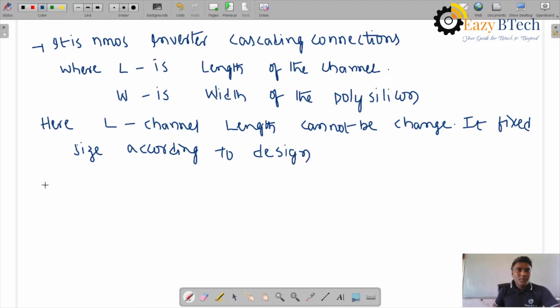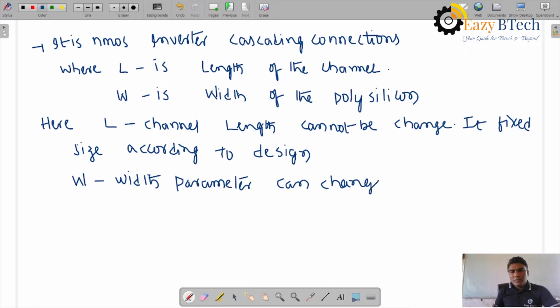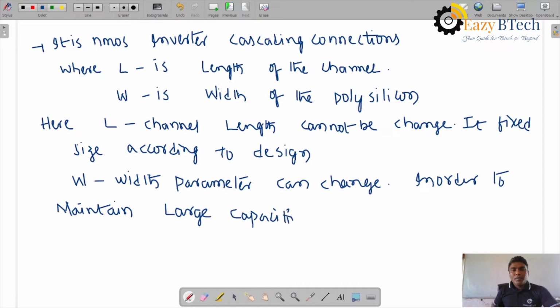Right? So width can be changed. So the width of the polysilicon, W, the width parameter, can change in order to maintain large capacitive loads. Right? Large capacitive loads.